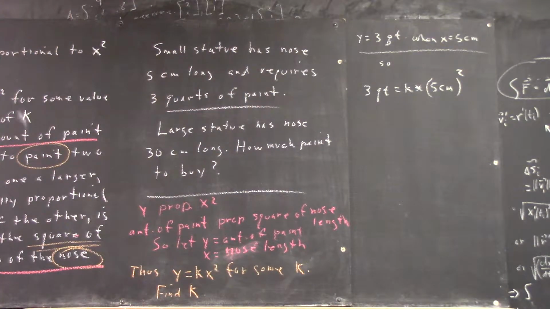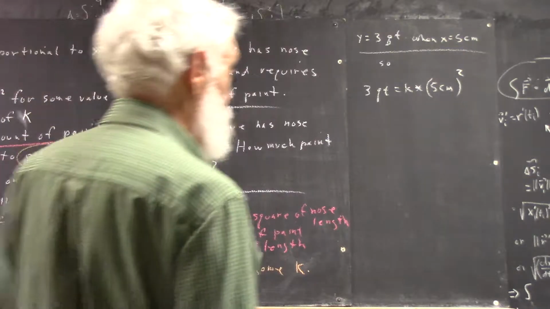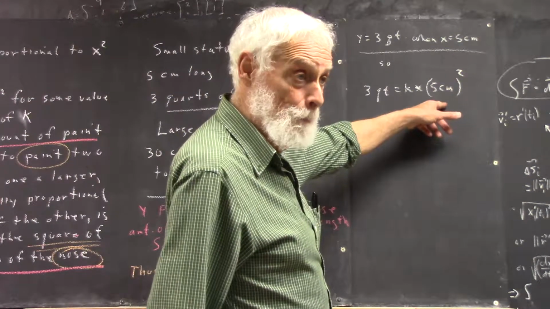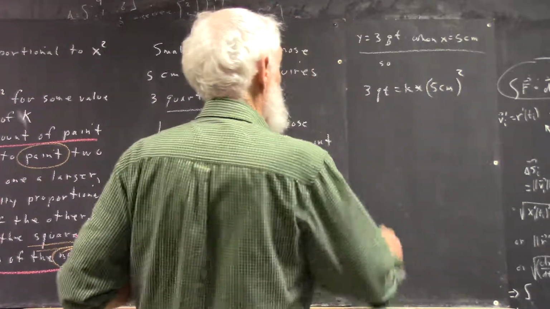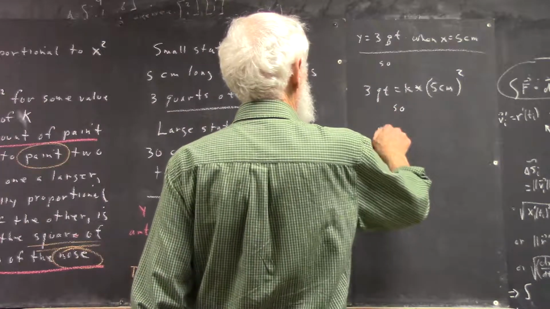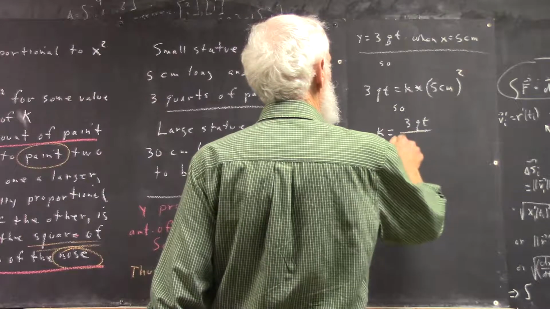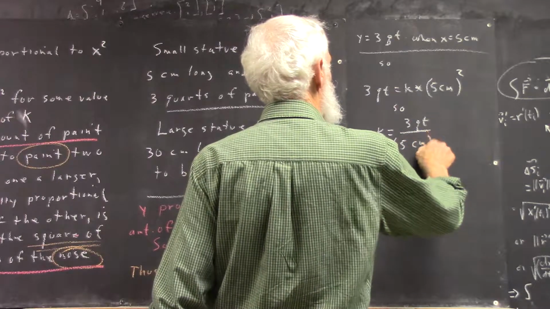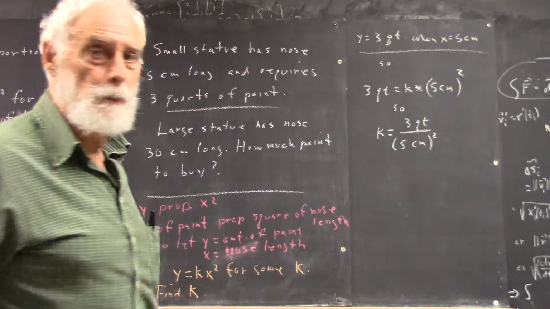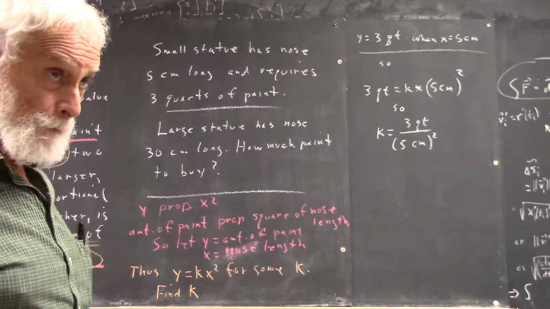Now, think you can solve that for K? What do you have to do to solve that for K? Just divide it by the square of 5 centimeters, right? By both sides. So you can do that, that's easy. So K equals 3 quarts over the square of 5 centimeters. Okay?